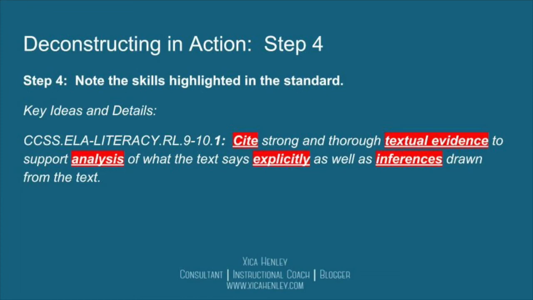As I continue reading, it says of what the text says explicitly as well as inferences drawn from the text. So I have underlined the word explicitly because I know that explicit details is something that students need support with, and making inferences is also a skill that students need support with. So I have underlined all of the things that are necessary in order for my students to actually understand the standard. So what you're going to do is look at your standard, the one that you selected for this particular webinar, and underline, circle, or highlight the skills that are needed in order to meet that particular standard.